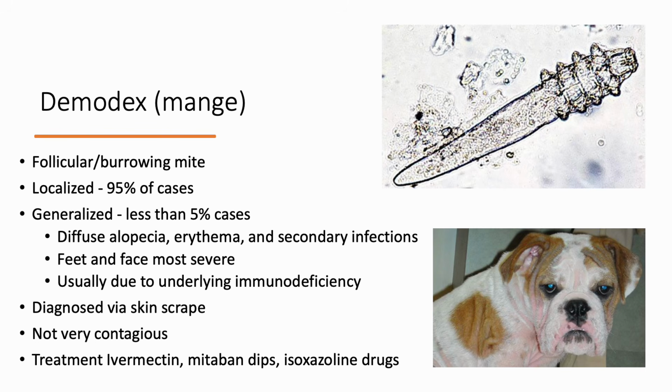Treatment is going to be oral ivermectin, Mitaban dips, and then more recently, we use an isoxazoline drug off-label. The isoxazolines are NexGard, Credelio, Bravecto, Simparica. Those drugs have great effects against mites, and so we're seeing far fewer mites these days than we used to.